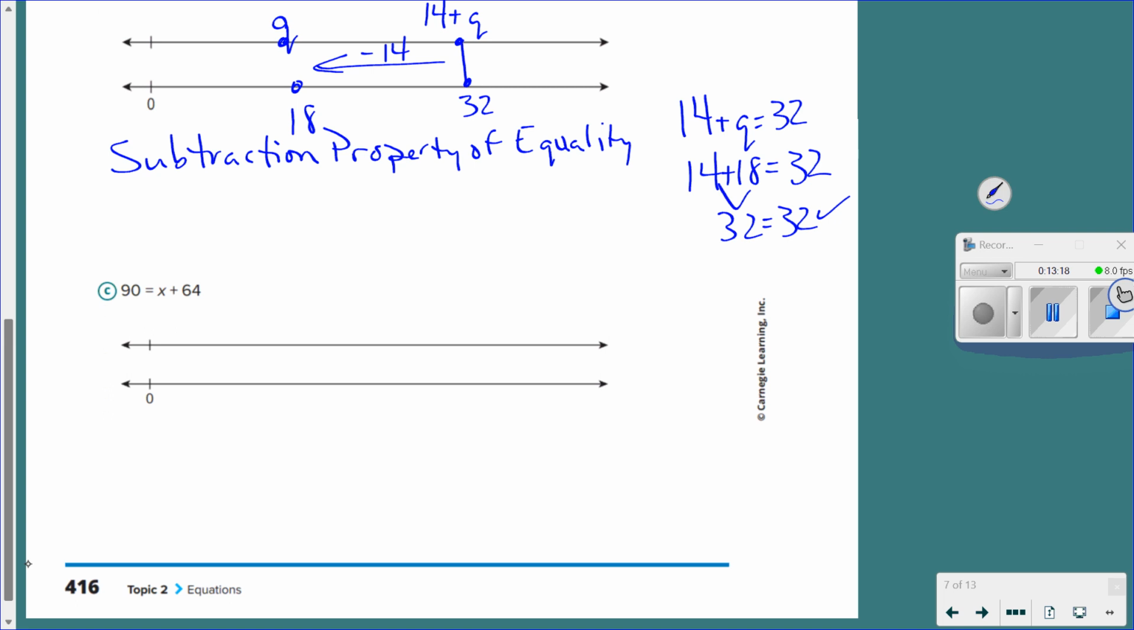Our last one. Now they reverse the order on us. It doesn't matter, guys. I just put the 90 on top now. And my x plus 64 goes on the bottom. I now know that to get to my x, I'm going to have to go back quite a bit. I'm going back 64 spaces. So I'm coming back by 64. Meaning 90 minus 64 is going to give me 26. Which property did I use? Subtraction property of equality.